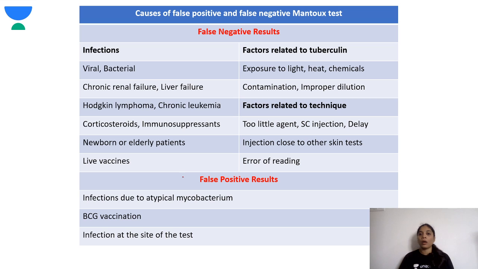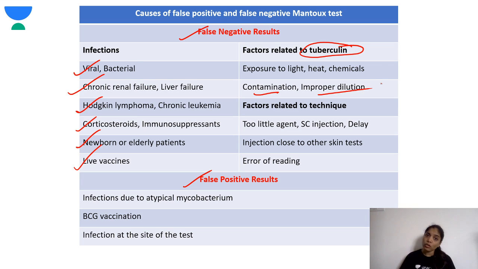So when you get a Mantoux test, it could have false negative or false positive results. So why is it? How is it false negative? There could be various infections in the body. It could be viral or bacterial infections like measles, mumps, chickenpox, enteric fever, leprosy, pertussis. So these can cause negative results. If there is chronic renal failure, liver failure, Hodgkin's lymphoma, chronic leukemia, corticosteroid therapy, immunosuppressants, newborn or an elderly patient, or if you have given live vaccines. Now if there is any problem with the tuberculin, the purified protein derivative, if it is exposed to light, heat or chemicals, if it is contaminated, if there is improper dilution, that also can cause false negative.